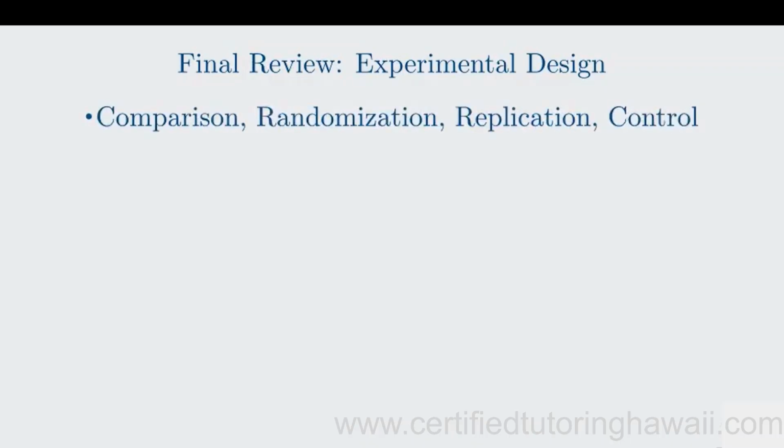Let's wrap up by reviewing our learning goals and seeing how they apply to a real-world scenario. We have covered the 4 pillars of design: comparison, randomization, replication, and control. We also looked at blocking versus matched pairs and the importance of blinding and placebos. Imagine a researcher wants to test a new fertilizer on tomato plants. In this scenario, we have 60 tomato plants.